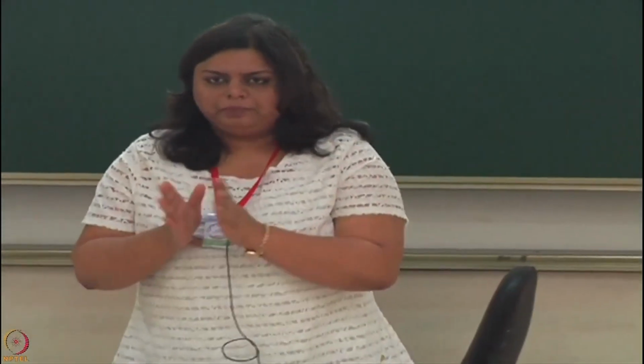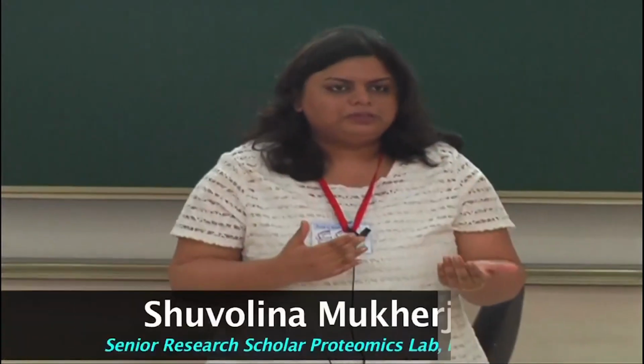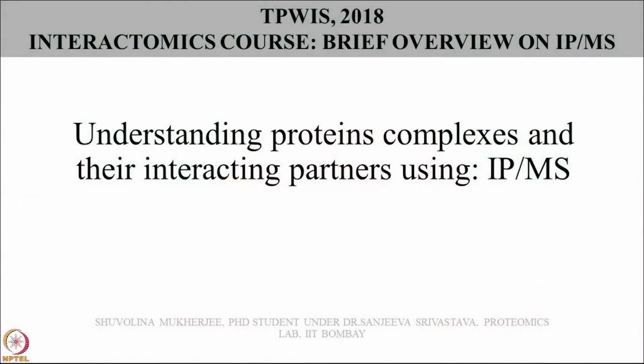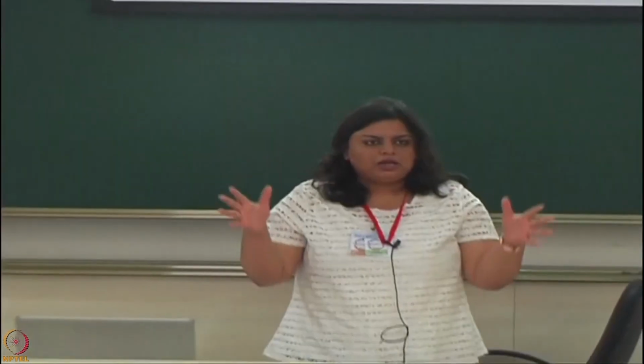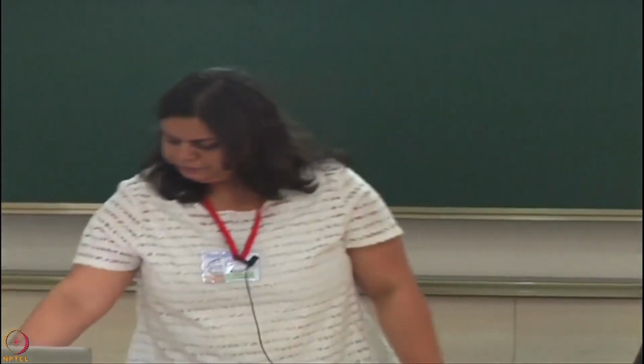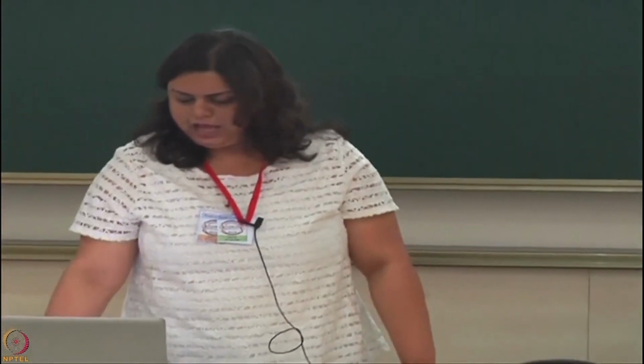Though immunoprecipitation, predominantly co-immunoprecipitation, is also used even in Western blots, where you can use one protein and see whether it is interacting with another protein, and you can use a cross antibody and check it. So this is basically how IP is conventionally used, but here we will be doing it differently. Like in Western blot you can identify maybe one interacting partner, but using mass spectrometry you can identify a plethora of proteins from your complex. So I will be talking about understanding protein complexes and their interacting partners using IPMS.